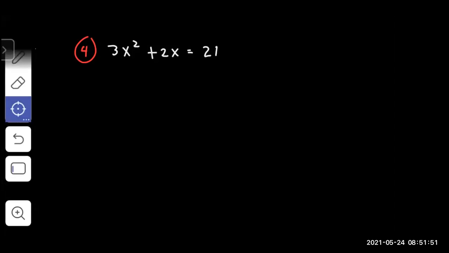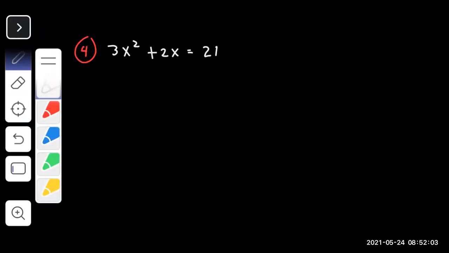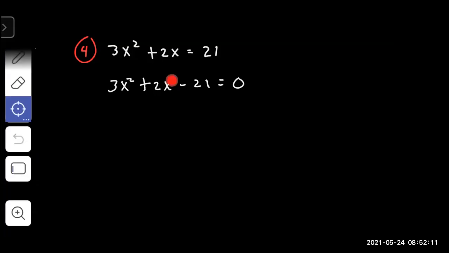Okay, let's have a look at number 4. So this is a trinomial, okay? 3x squared plus 2x. This 21, you're on the other side. I'm going to move you to this side and see what's going to happen. Okay, let's do that. We're going to copy 3x squared plus 2x minus 21 equals 0.